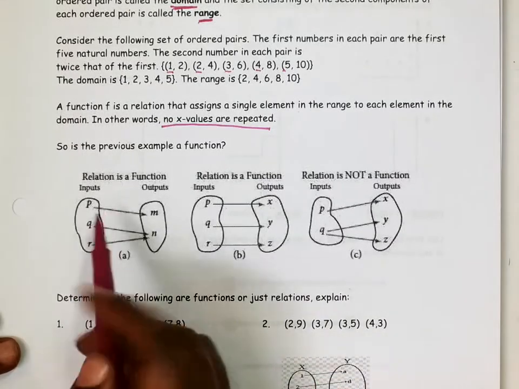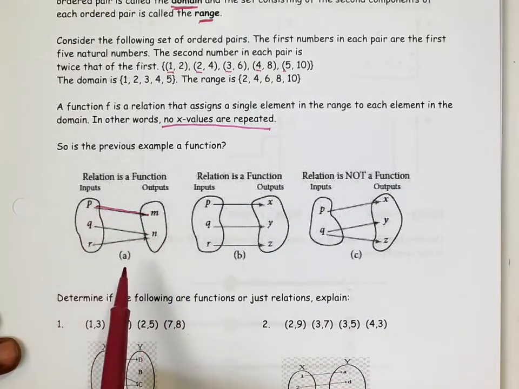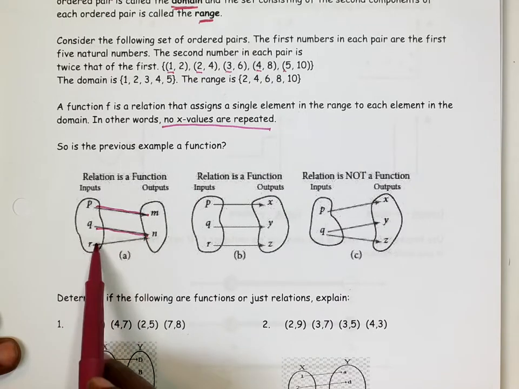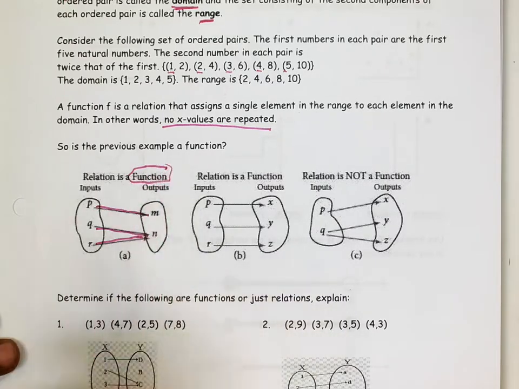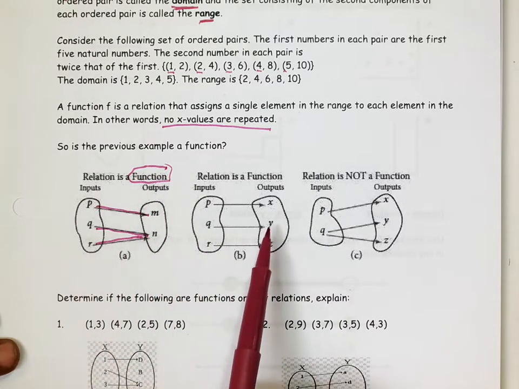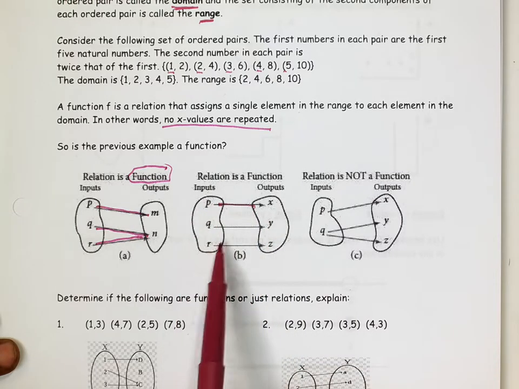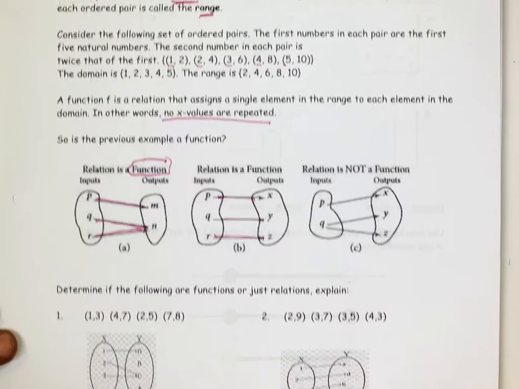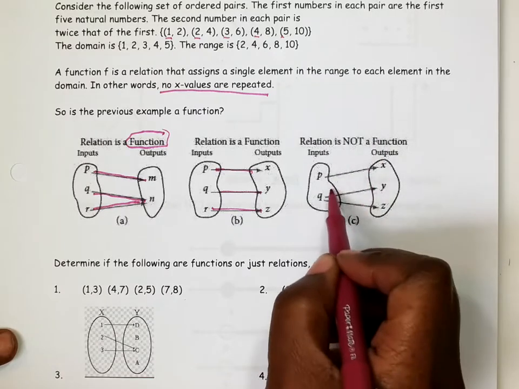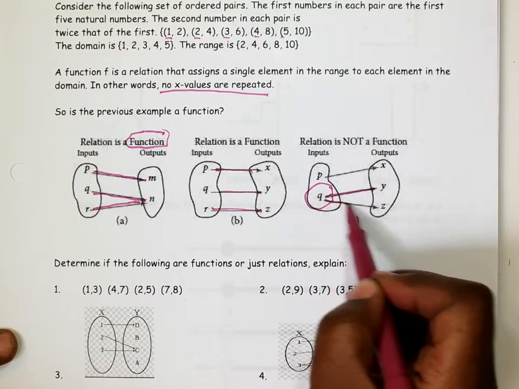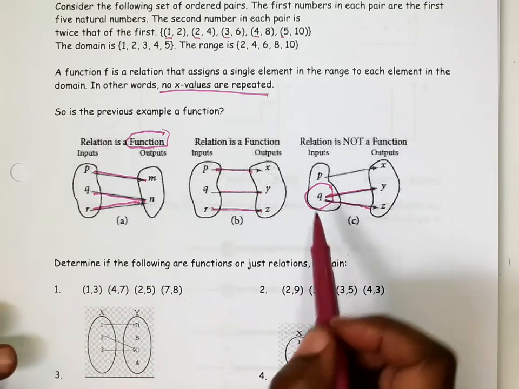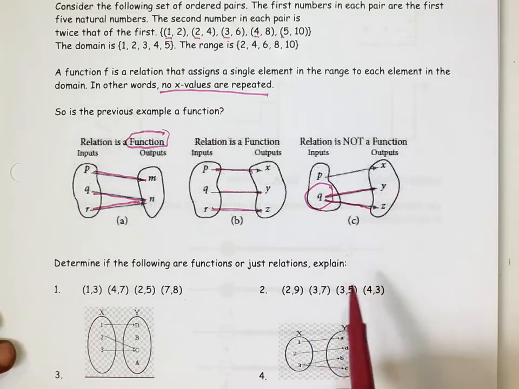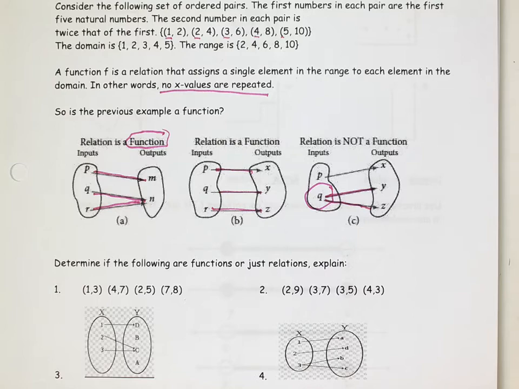So I'm looking at these, relation or function. P is mapped only to M, Q is mapped only to N, and R is mapped only to N. So therefore, this is a function. The second one, again, each item in our domain, or each input, is mapped to one and only one output, so therefore it's a function. This third one is not, because this Q is mapped to 2 different y values, so the x is repeated. If I were to write these as ordered pairs, it would be Q, Y and Q, Z. So as soon as I have that repeated, then I know it is not a function.